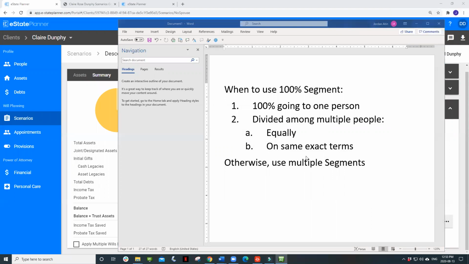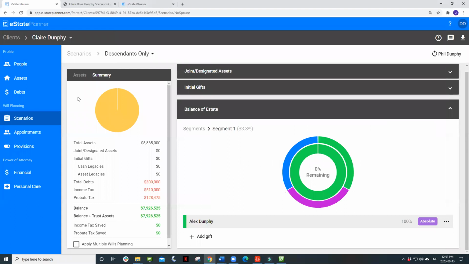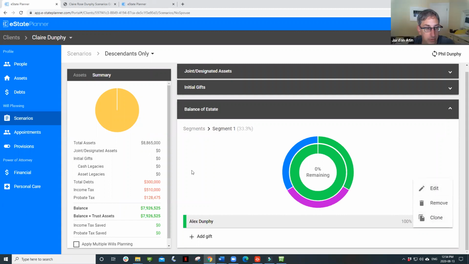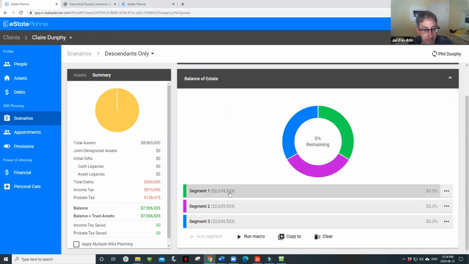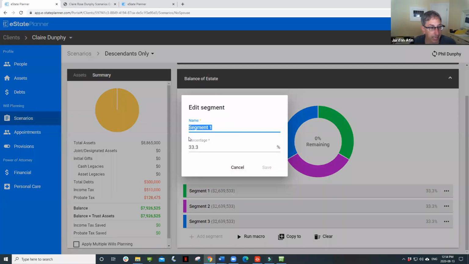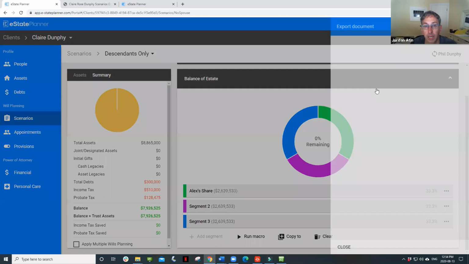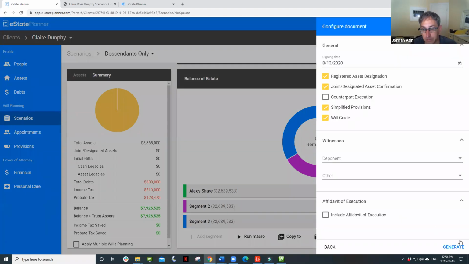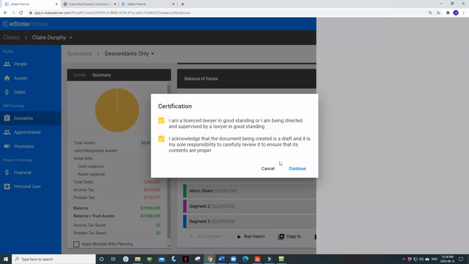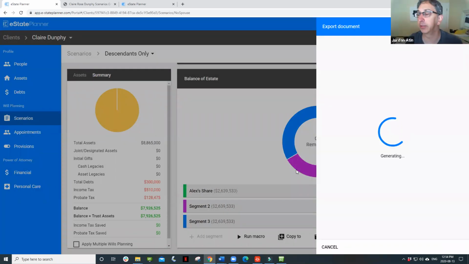Jordy, can you show us how you would change the name of segment 1 to Alex's portion in the portal? Okay, so I go to the segments. We want to change this name, segment 1, so we go edit and we say Alex's share. Now, just to show you, it'll come up as Alex's share. Great, pretty easy. Thank you. I usually just use segment 1, segment 2, segment 3.